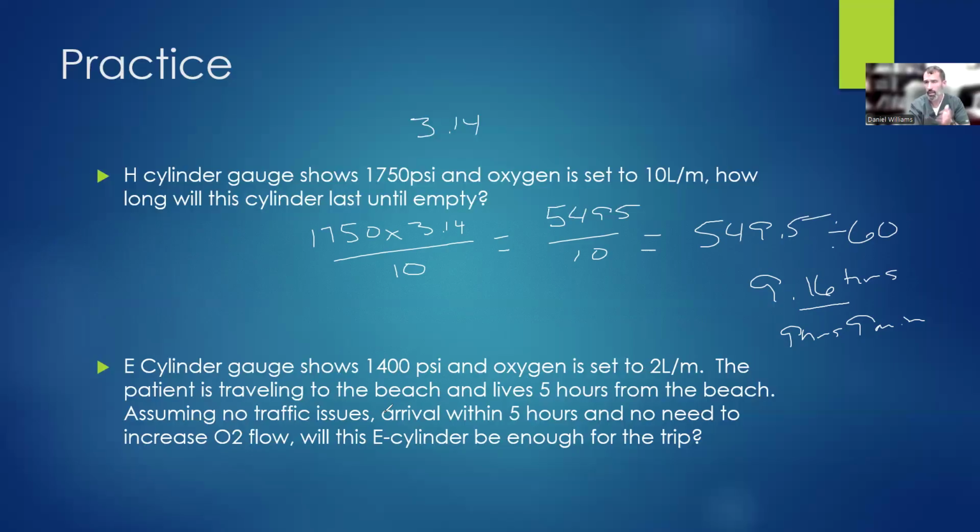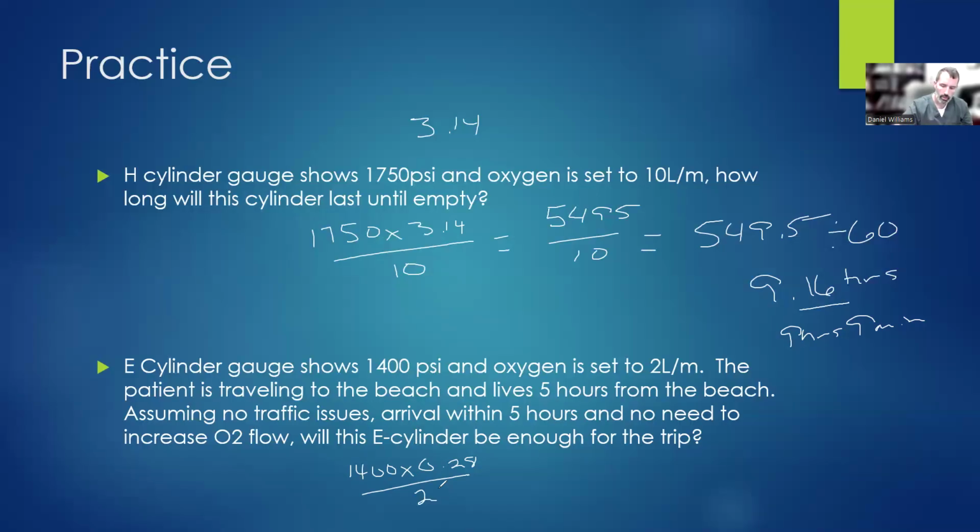Hopefully they'll have an oxygen concentrator where they get where they're going. But we will understand, is one cylinder at 1400 psi running at 2 liters per minute going to be long enough for this individual to make that 5-hour trip from where they live to the beach. So again, same formula. You're going to take 1400, multiply it by your cylinder factor. It's different now. We're using an E cylinder. It's going to be 0.28, and we will still divide everything by our flow, which is in liters per minute, and this is 2.